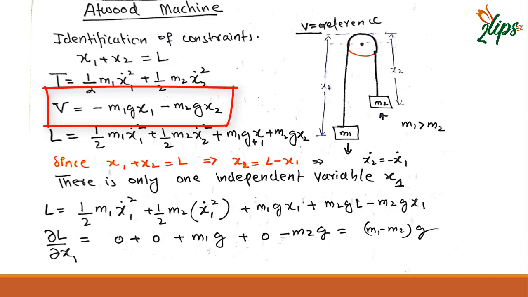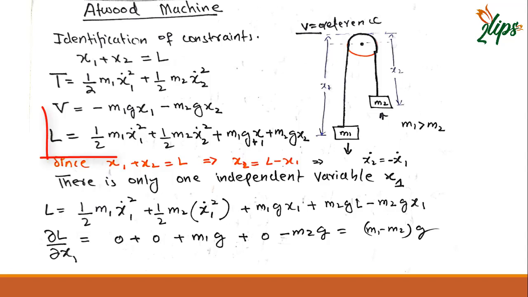That's why I am taking gravitational energies as negative, since gravitational potential energy is taken as mgh. Now that I know T and V, I can find the Lagrangian, which is L equal to T minus V. The first two terms in this expression are kinetic energies and the second two terms are the potential energies.